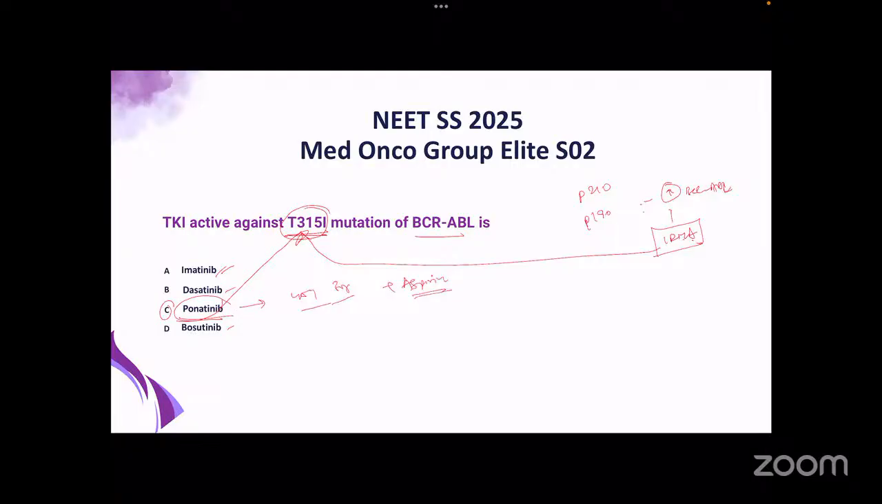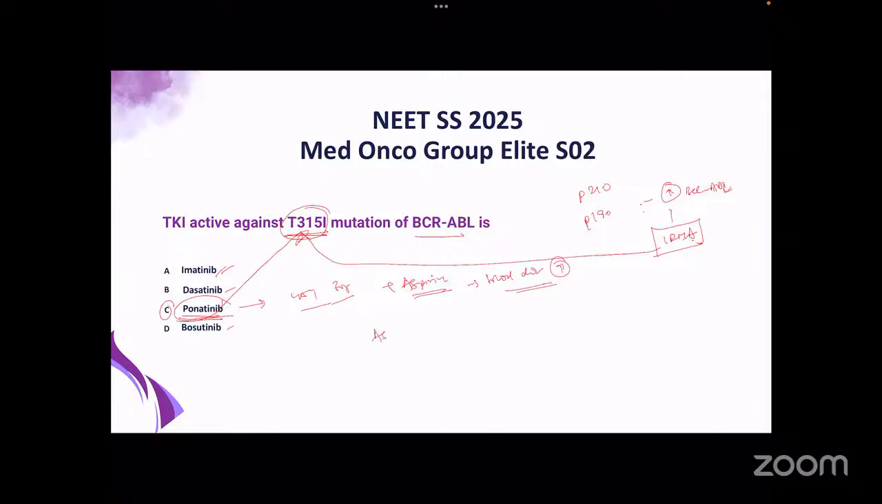What drug is given along with ponatinib? Aspirin, because it increases blood clot formation. Okay. All the cardiovascular events happen. And nilotinib also causes cardiovascular events, but which has more propensity, it is the ponatinib.